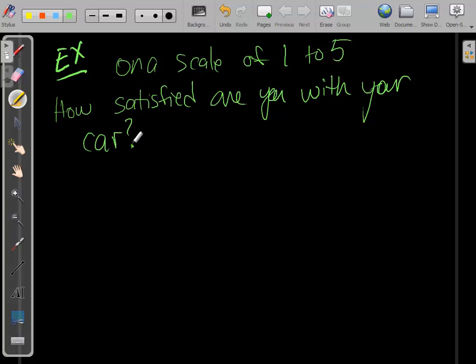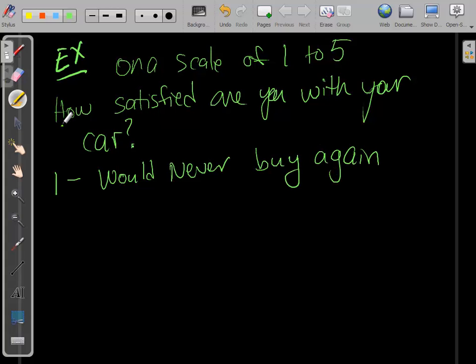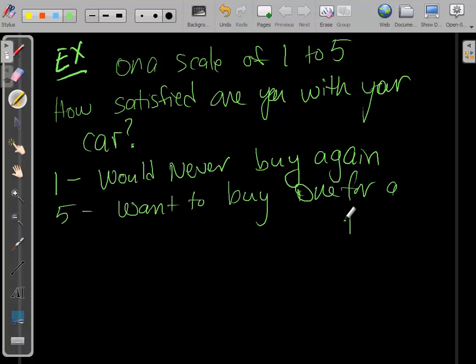Okay, and just to clarify a bit, if a customer ranks a score of 1, this corresponds to would never buy again. That's how dissatisfied they are with the car, all the way up to a 5, which would be, let's say, want to buy one for a friend. Meaning you're so incredibly satisfied that you want to spread the love and you think everybody should have this car. Want to buy one for a friend.